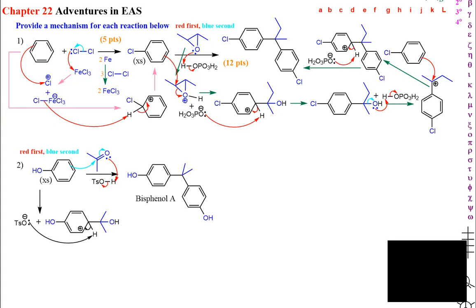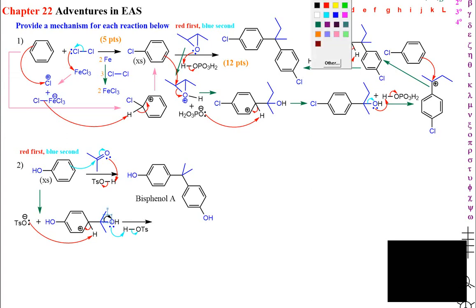Next part, we have to make the O a better leaving group. By protonating it with HOTS. So we're protonating the OH. It would happen after the red arrows. And looking even further ahead, it's going to be the same kind of cation as before. Tertiary benzylic, plus facile. This would be the third arrow.